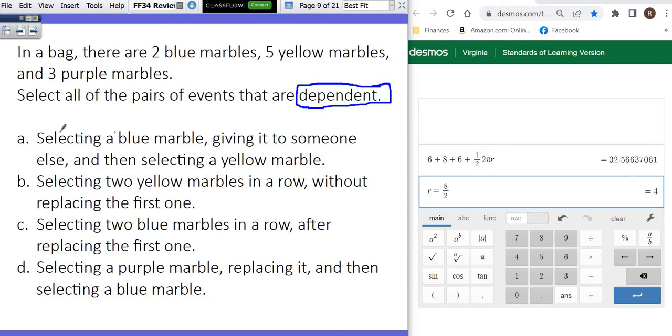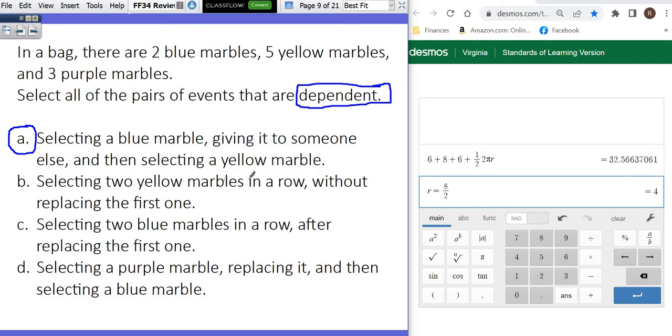So let's read the first one. Selecting a blue marble, giving it to someone else, then selecting a yellow marble. So that means the first time all the marbles were in the bag, but the second time you chose, there was 1 marble missing because you gave it away. That makes it dependent. Now let's read the next one.